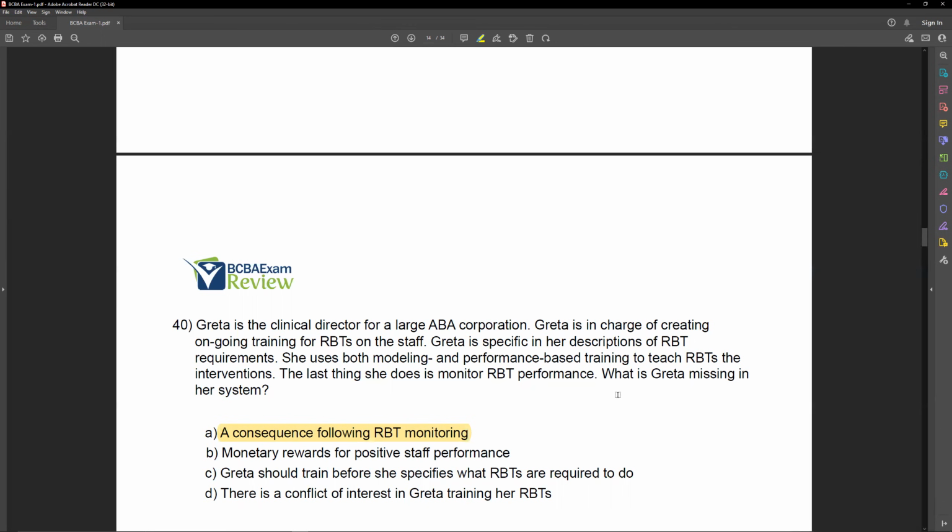Read all your answer choices. Monetary rewards for positive staff performance. Not necessarily. You don't absolutely have to have monetary rewards. You just need consequences to give feedback on their performance. C, Greta should train before she specifies what RBTs are required to do. No, she had the right order. How can you train without the RBTs knowing what they're supposed to do? And then D, there's a conflict of interest in Greta training her RBTs. No, Greta is totally allowed to train these RBTs. So Greta is missing a consequence following RBT performance.